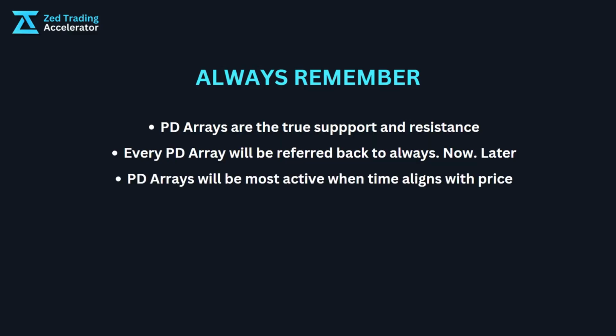The third one: PD arrays will be most active when time aligns with price. Like I told you already, we only trade inside the London and New York kill zones, because this is where our high probability setups show up. This is where our trades show up. This is where opportunities show up. Alright?